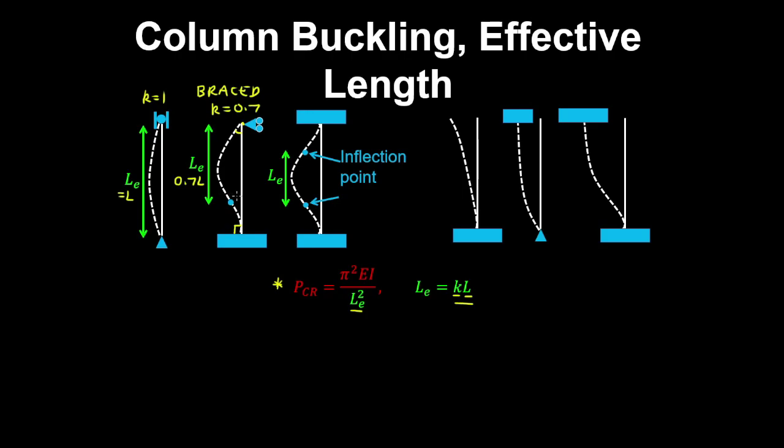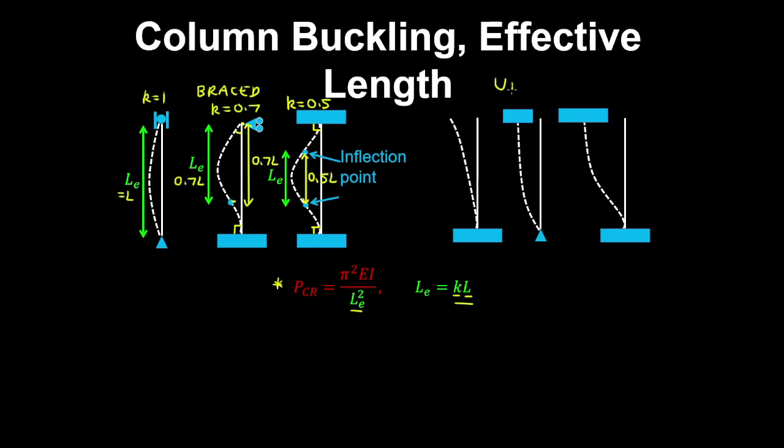And for this buckled shape, the inflection point has a distance of around 0.7 L from the roller. So you can visualize the inflection point as providing the restraint, where you get a transition from tension on one side of the column to the other. And for this case, with fixed to fixed ends, we got k is 0.5, and the distance between those inflection points is around 0.5 L.